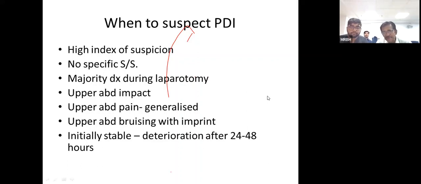So we have already discussed when to suspect a pancreatic injury. This should be based on a high index of suspicion. As I said, if there is impact of the steering wheel or a blow to the epigastrium, there are no specific signs or symptoms of pancreatic or duodenal injury. These can blur with other intraabdominal injuries, and the majority of pancreatic injuries are diagnosed during laparotomy. The pain may start in the epigastrium and then become generalized. There may also be delayed deterioration: the patient was improving with conservative treatment, then deteriorates after 24 to 48 hours. Next.